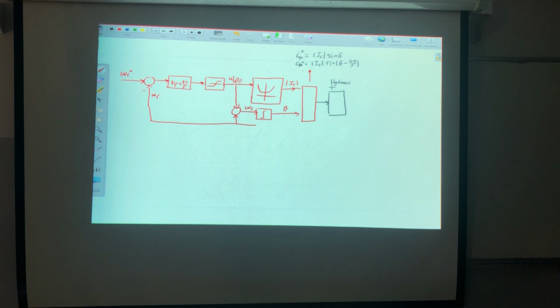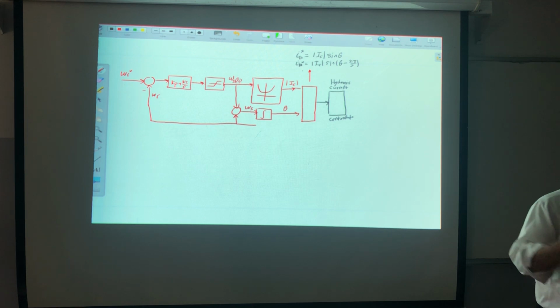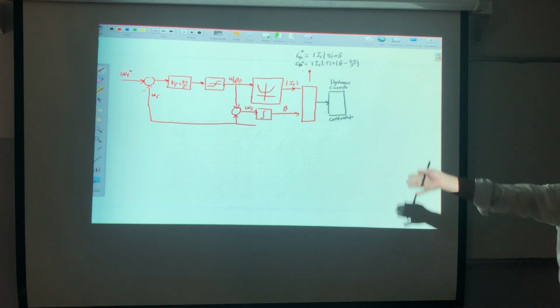Just a minute. Current controller. Now, we were discussing that the PI control is most powerful when the reference is constant. But here the current is alternating.